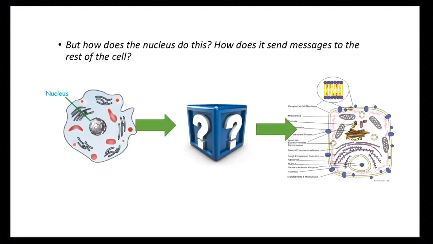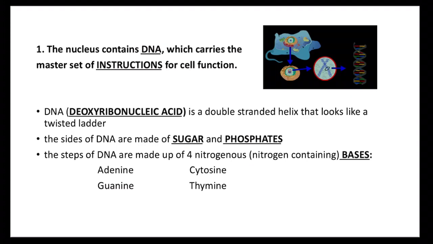So how does the nucleus do this? How does it send messages to the rest of the cell? How do we know when it's going to grow or when it's going to die? So, point 1, the nucleus contains DNA, which carries the master set of instructions for the cell to function. So the super important focus here is DNA.